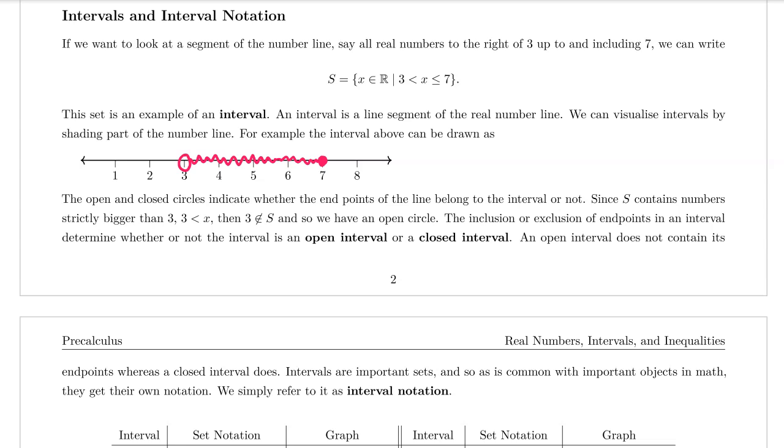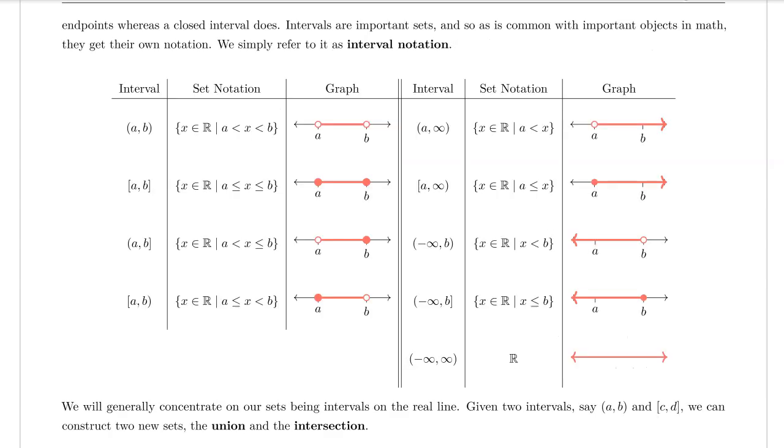The inclusion or exclusion of endpoints in an interval determines whether the interval is an open interval or a closed interval. An open interval does not contain its endpoints, whereas a closed interval does. Intervals are important sets, and as is common with important objects in math, they get their own notation. We simply refer to it as interval notation. So here is a table containing a bunch of interval notation.